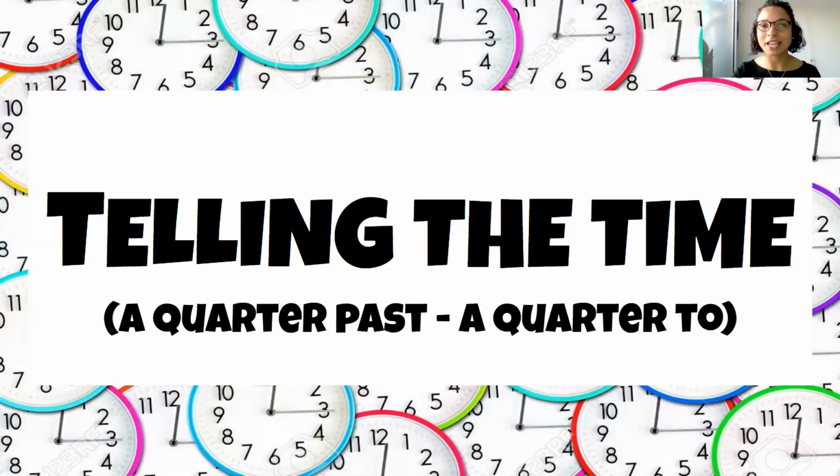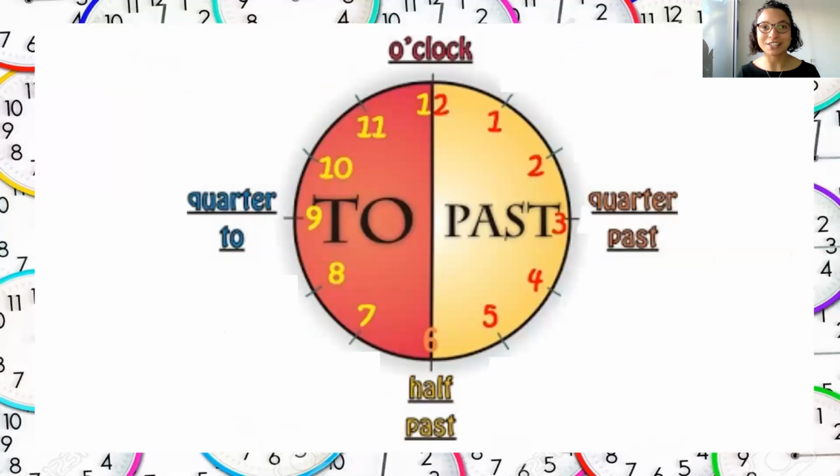Let's take a look at what we are going to learn today. So, as we said before, when the long hand is on number 12, we say o'clock, okay? And when the long hand is on number 6, that is half past. So far, so good. Okay, today we are going to learn quarter past and quarter to.